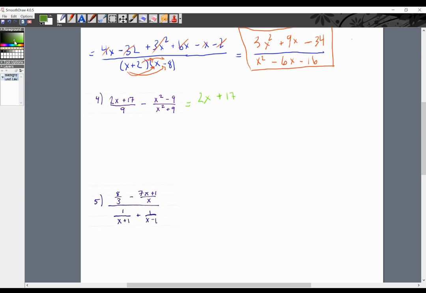Let's darken up this green a little bit. There we go.